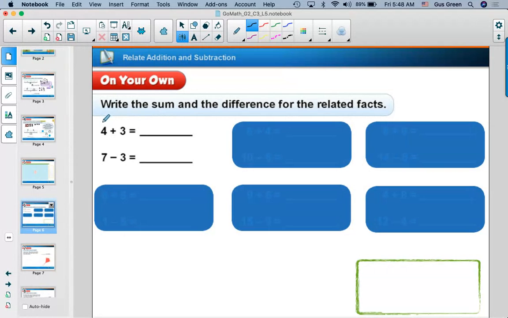4 plus 3 more, I can just use a counting on strategy. 4, 5, 6, 7. And if I know that 4 plus 3 is 7, 7 minus 3 has to be the other addend. Add in sum, and then we can come down here, and the 7 is here, the 3, and the 4, because they're related. All right, let's do 2 more.